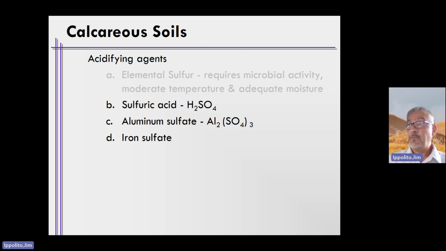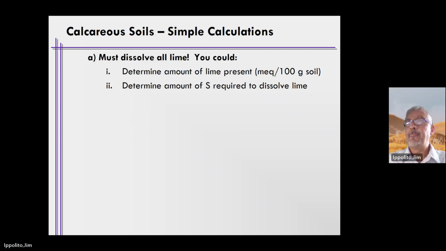You can add aluminum sulfate. When this material dissociates, the aluminum will undergo hydrolysis and create 3 free hydrogen ions. In fact, you have 2 aluminum, so it'll create 6. You could do the same thing with iron sulfate. It's going to take time.